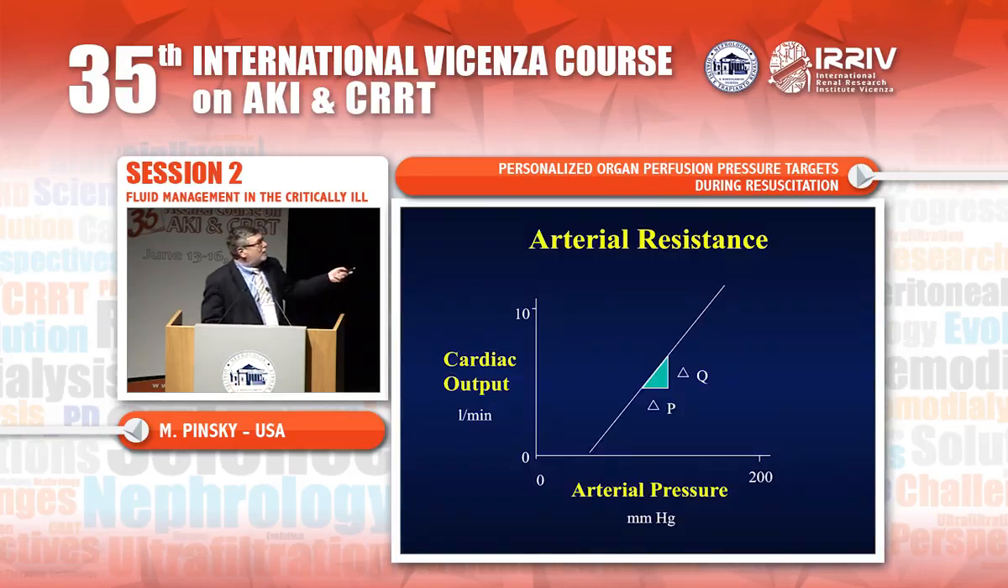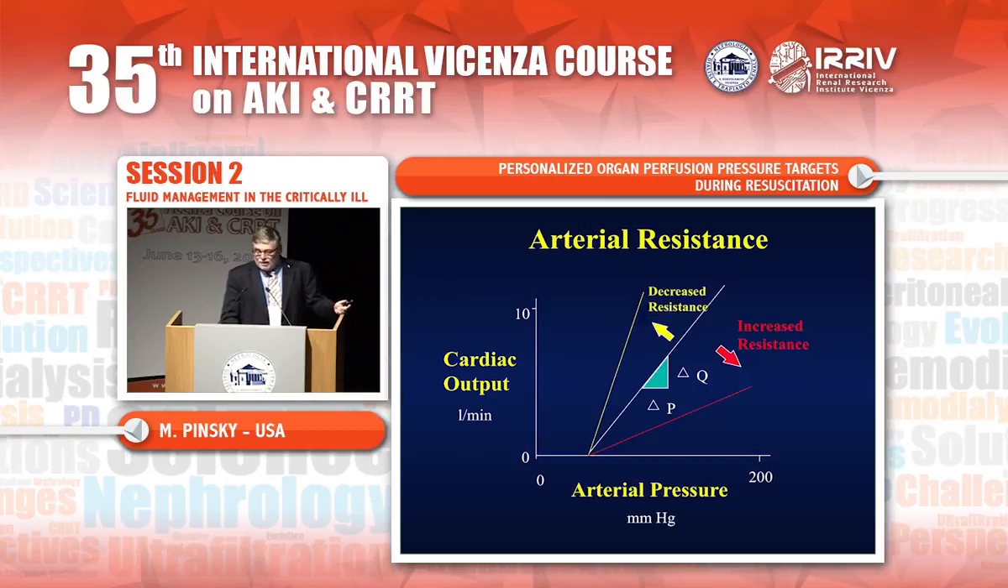So if we were to look at it, we would see that the pressure-flow relationship goes to a value greater than 0. The slope of the line is resistance. So if I have an increase in resistance, I need a greater increase in pressure for flow. And if I have a decrease in resistance, I need a less increase in pressure for the same increase in flow.